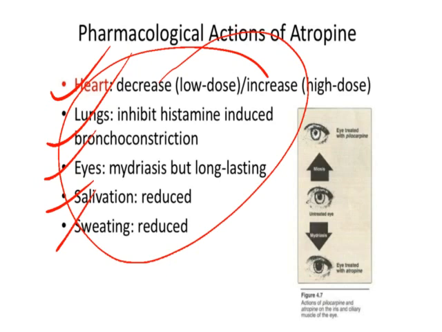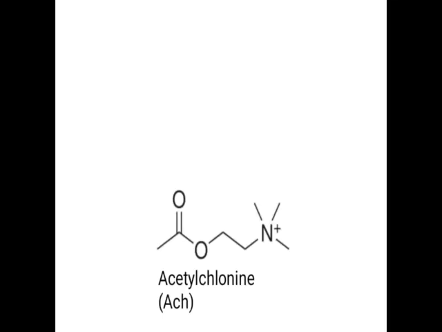We will see in detail. So we will start with the first part, the acetylcholine agonists or muscarinic agents, or you can say parasympathetic agents, or parasympathomimetic agents. Now the main neurotransmitter is acetylcholine. So this is the structure of acetylcholine, which binds to the muscarinic as well as the nicotinic receptor.